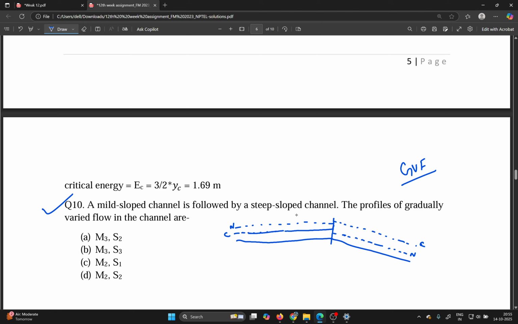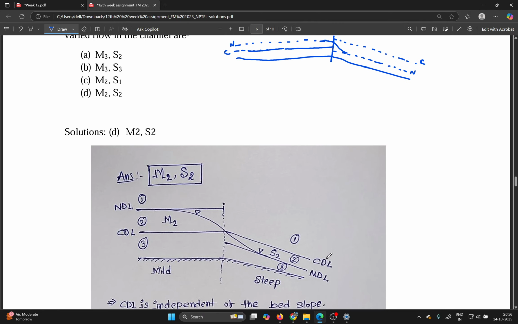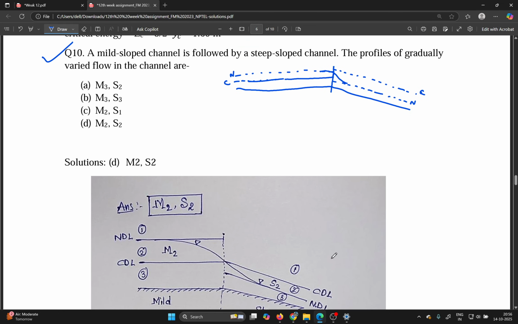So always remember the flow will go from normal to normal. If flow is coming from here normal, it will go in the next slope normal. So flow will be formed like that. Remember, this was your critical, CDL means critical line, and this is showing the normal line.